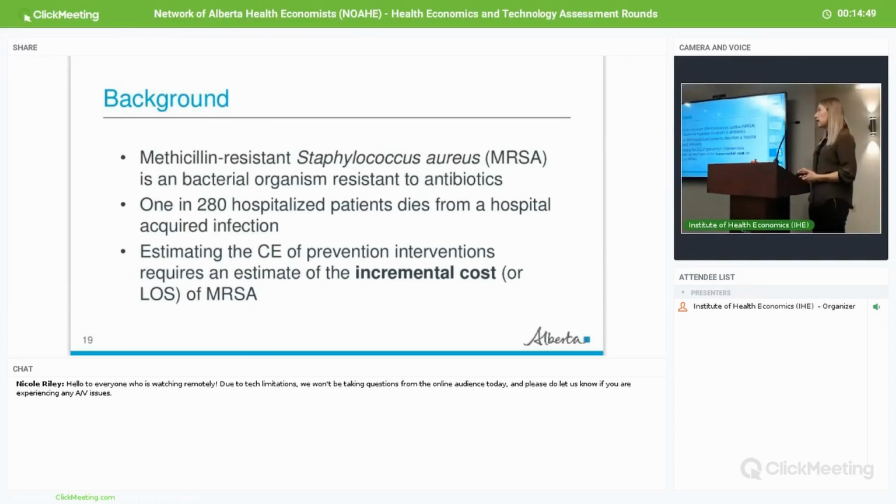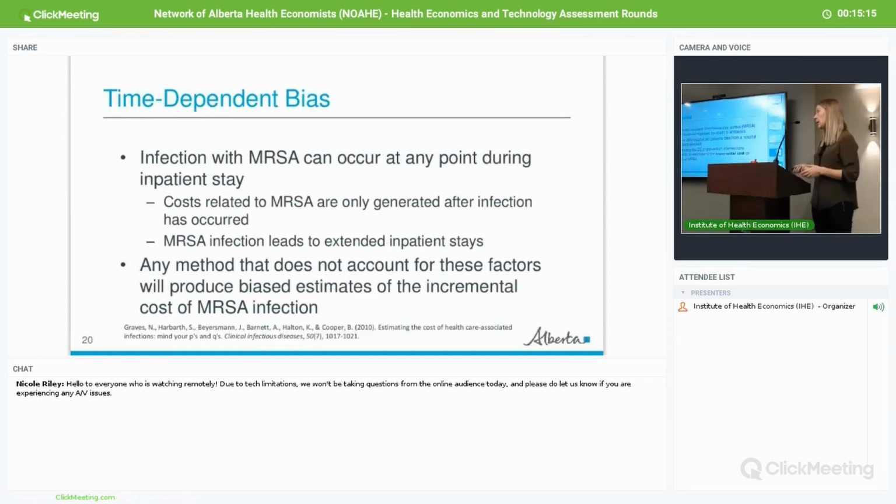MRSA is a bacteria that's resistant to antibiotics. A lot of people get it. It either extends your inpatient stay or is thought to, and it also causes a lot of unnecessary mortality in hospital. So in this project, we're evaluating hand hygiene interventions. We're using an agent-based model to simulate the way people move throughout hospital wards. But in order to evaluate the cost effectiveness, we really need a good estimate of the incremental cost for the length of stay. So that's what I'm going to talk about right now.